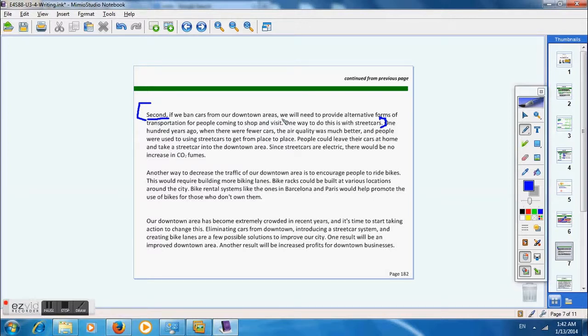If we ban cars from our downtown areas, we will need to provide alternative forms of transportation for people coming to shop and visit. One way to do this is with street cars. So that is solution 2.